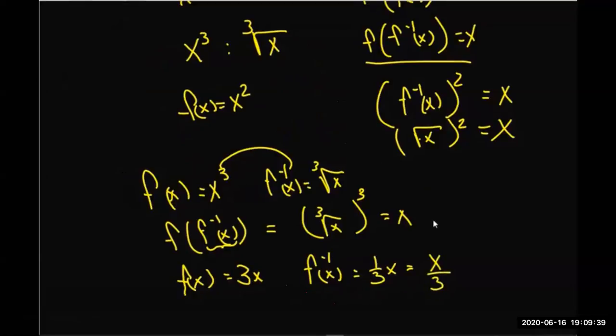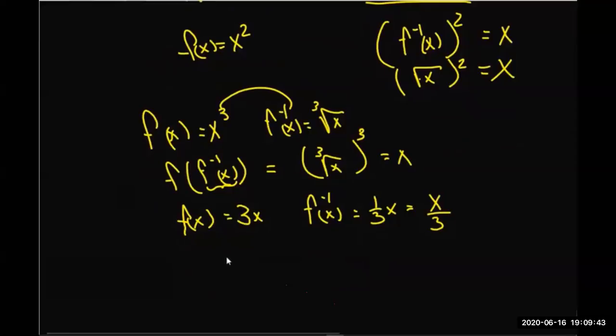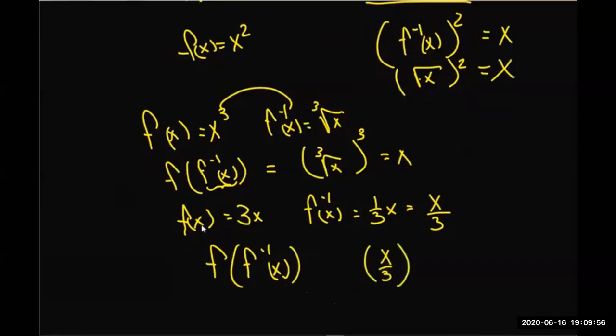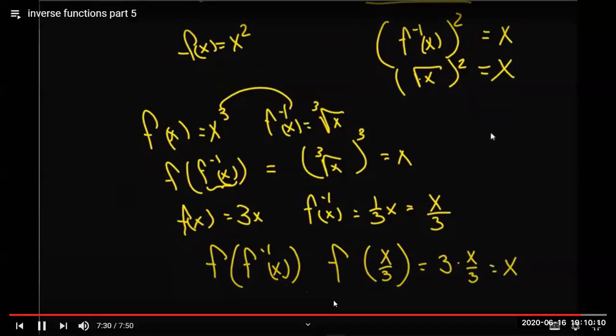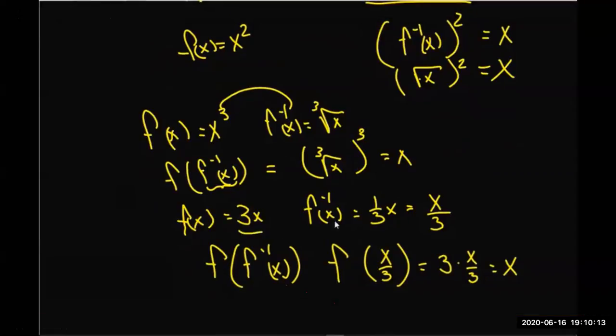So let's check that, see if that works. Let's check f of f inverse of x. So f inverse we're suggesting is x over 3, and then you're putting that into f, but when you put that into f, you multiply it by 3, so you get 3 times x over 3, which is x, so that works. So the inverse of 3x is x over 3, and of course if f of x was equal to, for example, 10x, the inverse is going to be x over 10. Let's try another one.